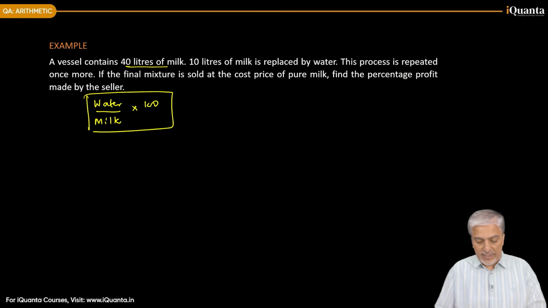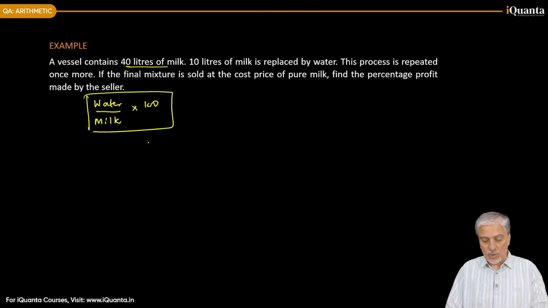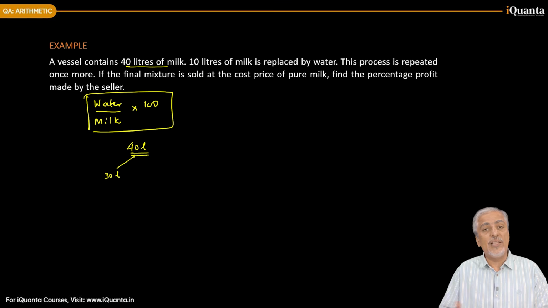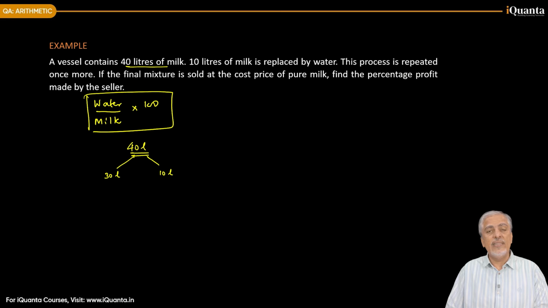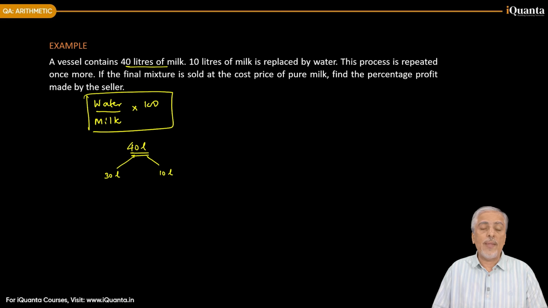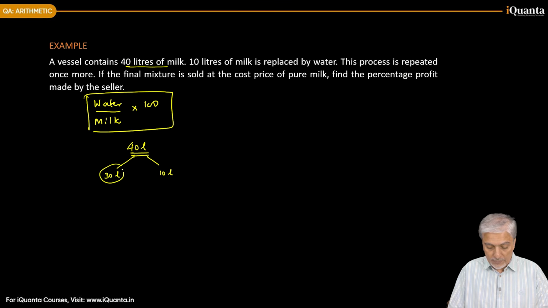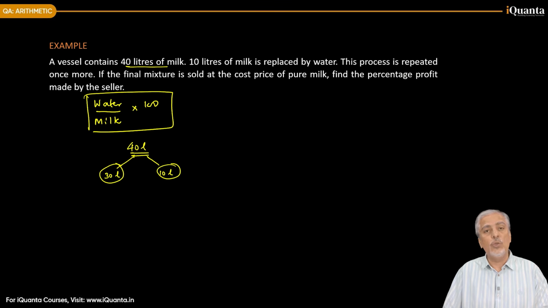Okay, let's start. The vessel contains 40 liters of milk, out of which the first time he removes 10 liters. So milk remains 30 liters. Here we are also learning a little bit of the mixtures topic. And water becomes 10 liters. He does the transaction one more time. Now when he does it one more time, he removes 10 liters from the whole.